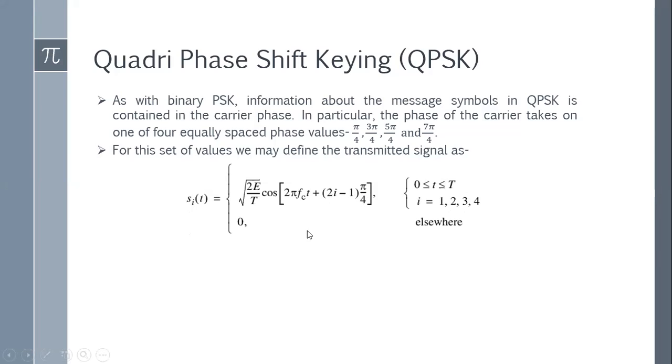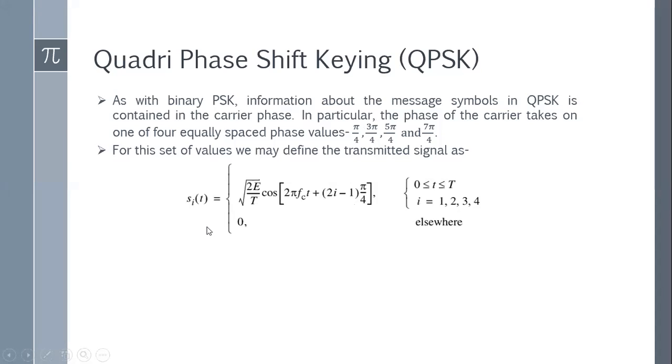but pi by 4. Now, if I'm going to transmit signal S2, I need the phase 3 pi by 4. So I can replace I equal to 2, since I'm transmitting signal 2. So this becomes 2 into 2, 4 minus 1, 3. So it becomes 3 pi by 4. So this phase becomes 3 pi by 4.